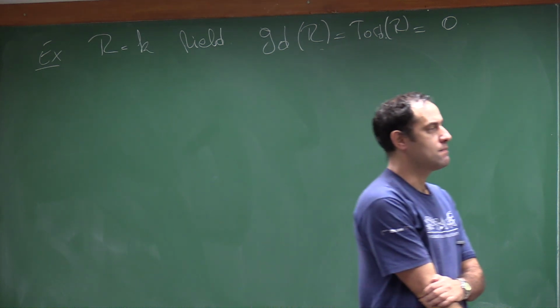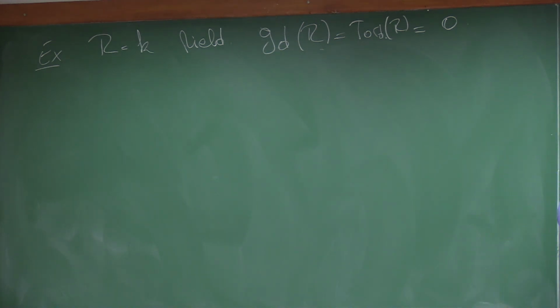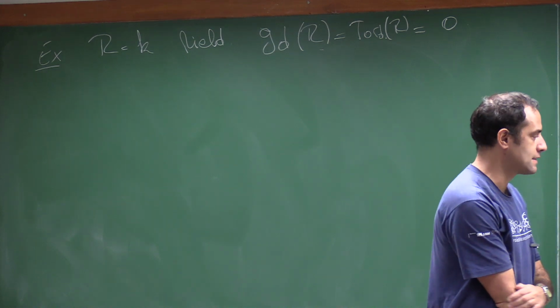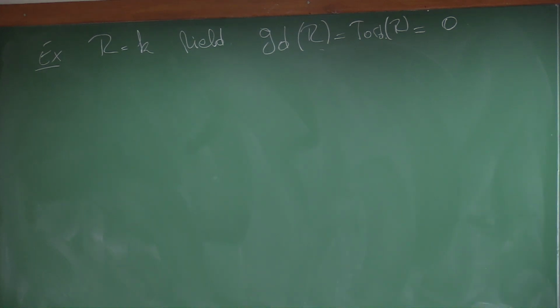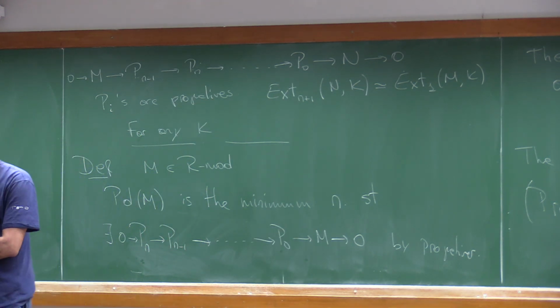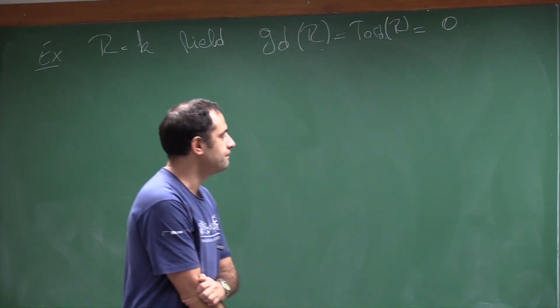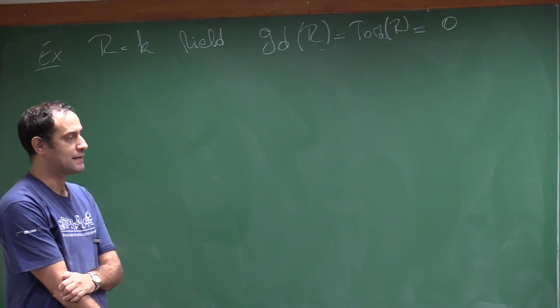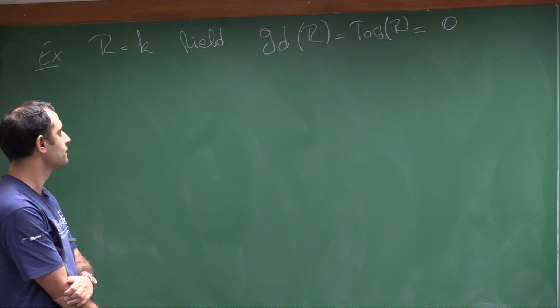Because any module is projective in that case. So any module already is itself a resolution. You can take P0 to be the module itself and just take an isomorphism. And therefore any module is flat. So all modules admit a length 0 resolution.